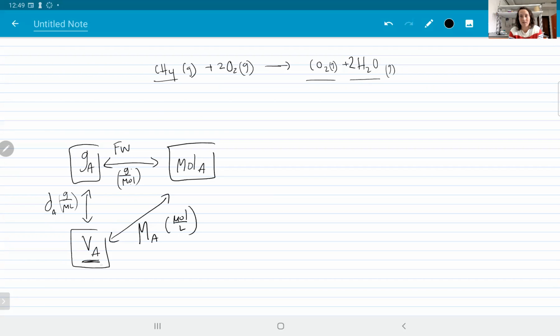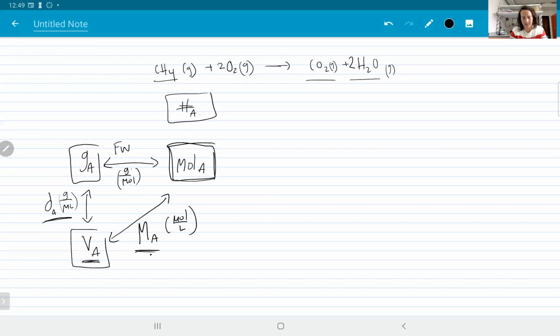Again, is it a solution or is it a pure substance? If it's pure, they're going to give you the density. If it's a solution where it's dissolved in something, they'll give you the molarity. But let's say it's a solution. So if I have the volume and I know the molarity, I can get to how many moles of A I have.